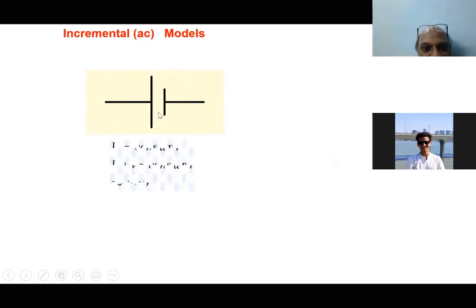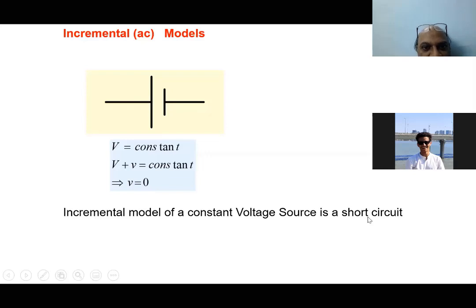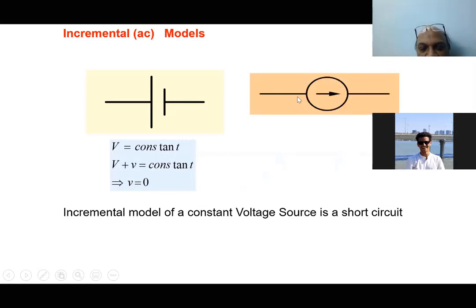Well, let's take a battery. When you take a battery, the battery is V equal to constant. Now, if I try to increase it, the incremental change in this particular one is 0. If it's a constant voltage source, it means that it cannot change. So v equal to 0, which means a battery becomes a short circuit. In the incremental circuit analysis, there cannot be any incremental change in this, or the incremental change is 0, and therefore it's like a short circuit.